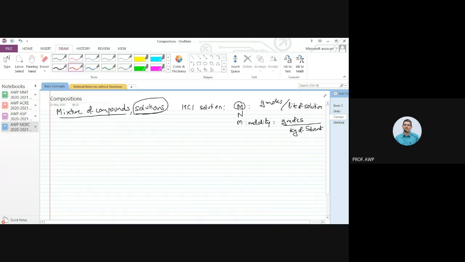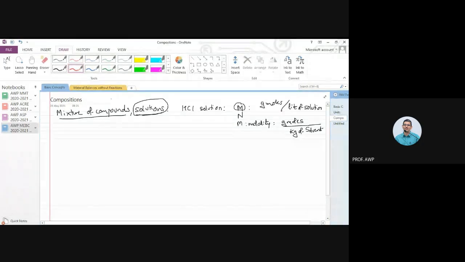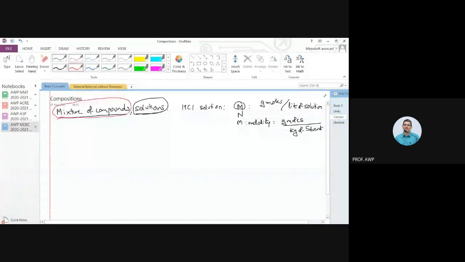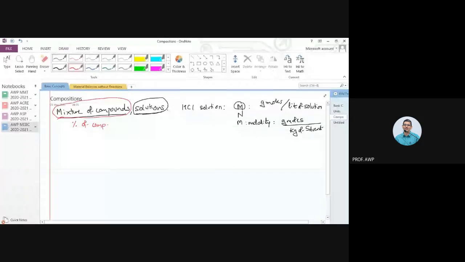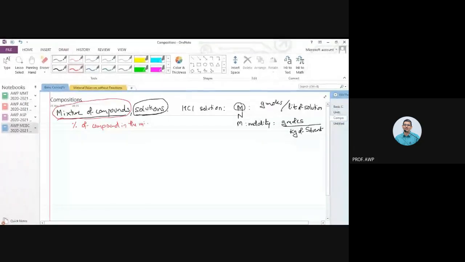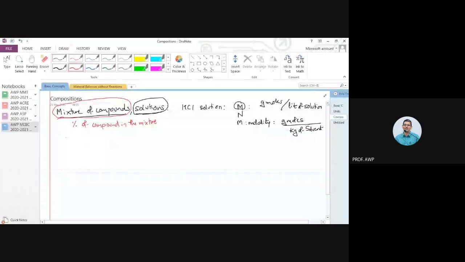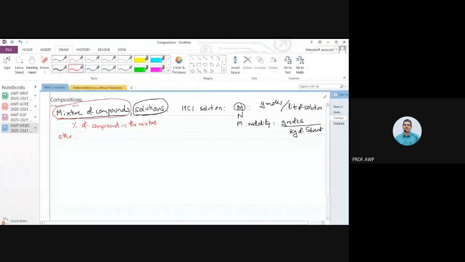Many times when we have mixture of compounds, we talk on the basis of percentage of compound in the mixture. So for example, we may have a mixture of ethanol and water.